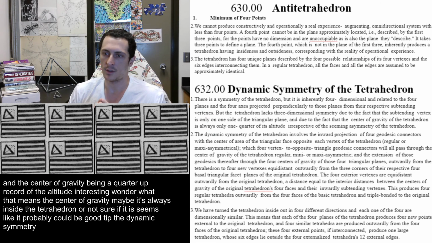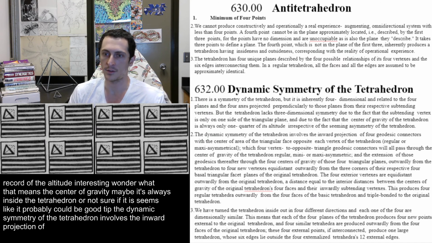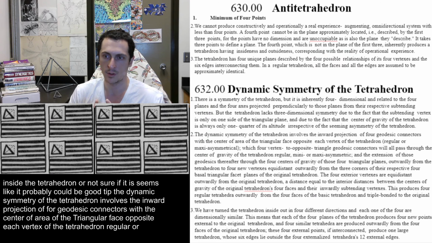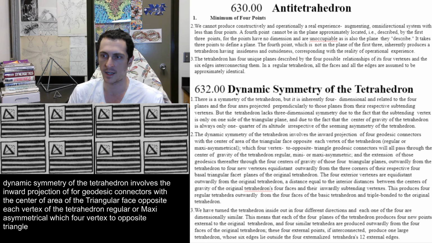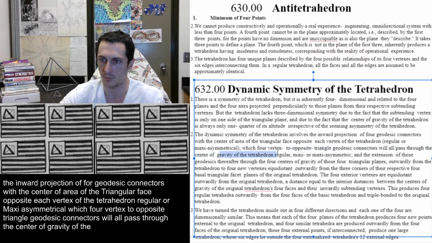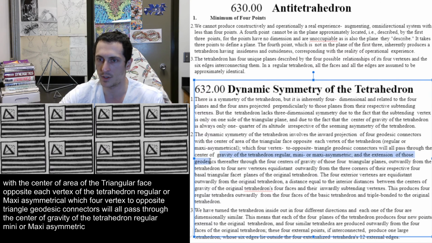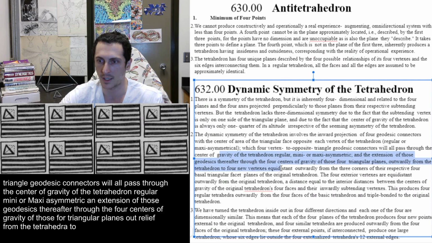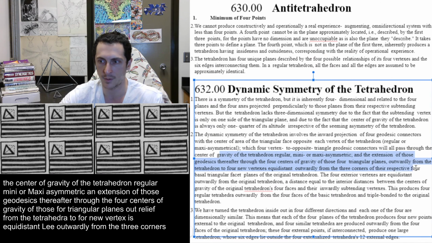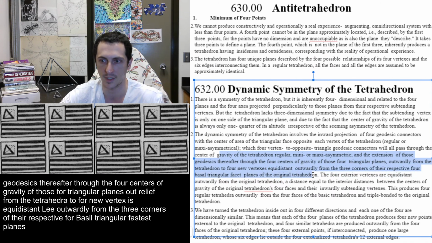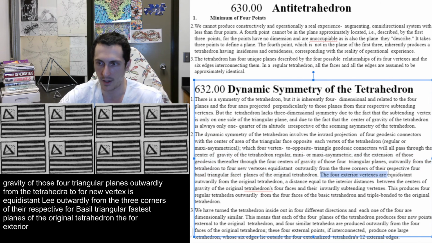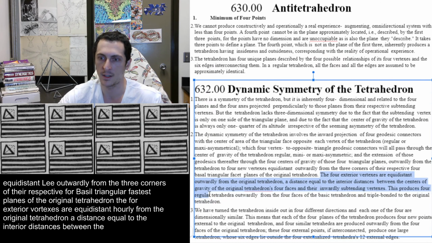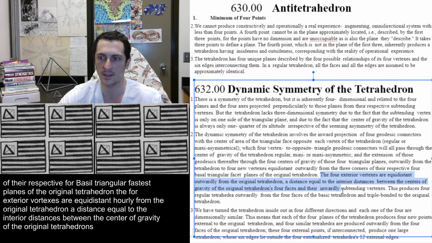The dynamic symmetry of the tetrahedron involves the inward projection of 4 geodesic connectors, with the center of area of the triangular face opposite each vertex of the tetrahedron, regular or maxi asymmetrical, which 4 vertex to opposite triangle geodesic connectors will all pass through the center of gravity of the tetrahedron, regular, mini, or maxi asymmetric, and the extension of those geodesics thereafter through the 4 centers of gravity of those 4 triangular planes, outwardly from the tetrahedra to 4 new vertexes equidistantly outwardly from the 3 corners of their respective 4 basal triangular facet planes of the original tetrahedron. The 4 exterior vertexes are equidistant outwardly from the original tetrahedron, a distance equal to the interior distances between the centers of gravity of the original tetrahedron's 4 faces and their inwardly subtending vertexes.